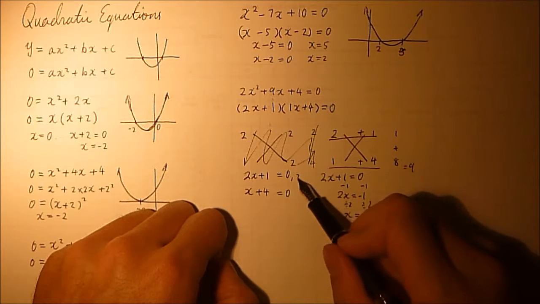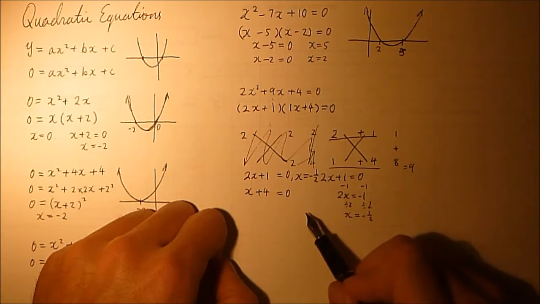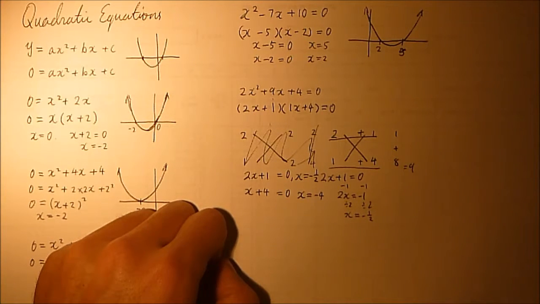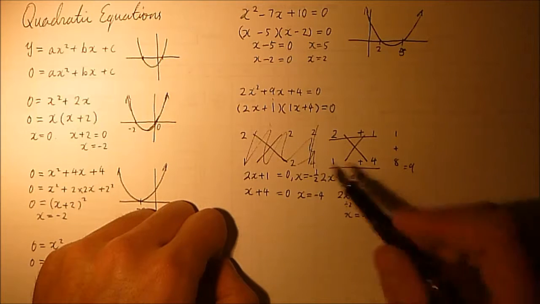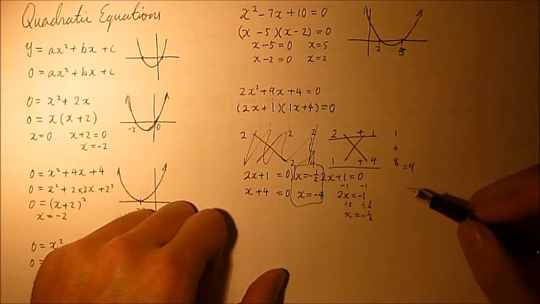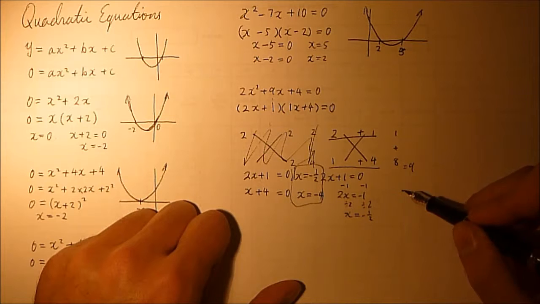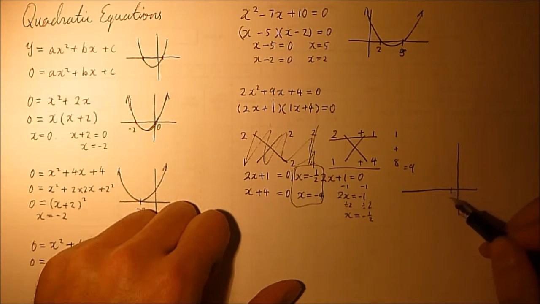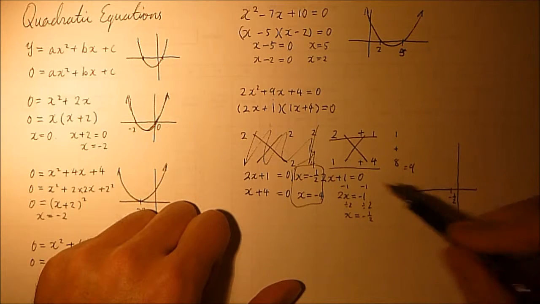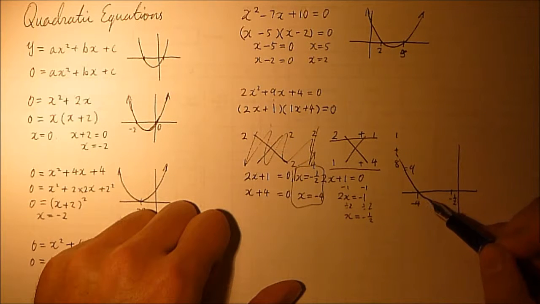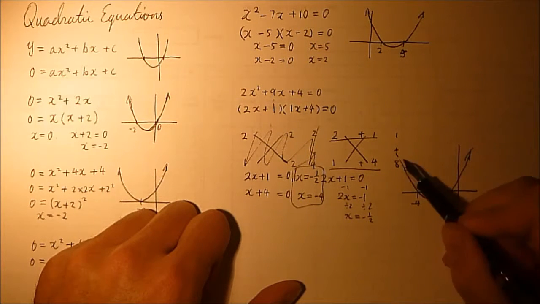So in the first case, x equals negative a half. And in the second case, x equals negative 4. And that's our two solutions. If we plot this again in the form of a parabola, with x equals negative a half and x equals negative 4, we end up with something that looks like this.